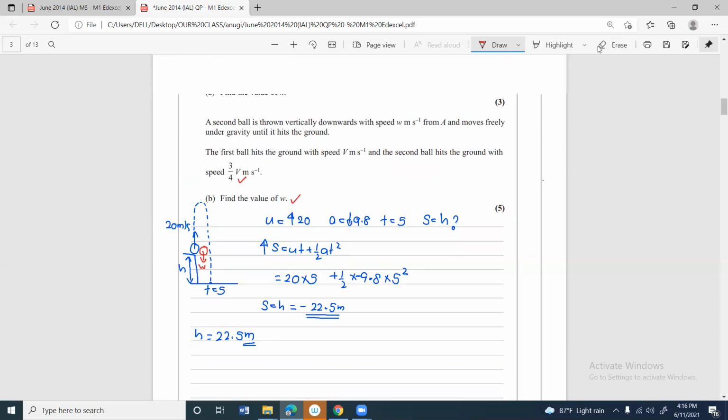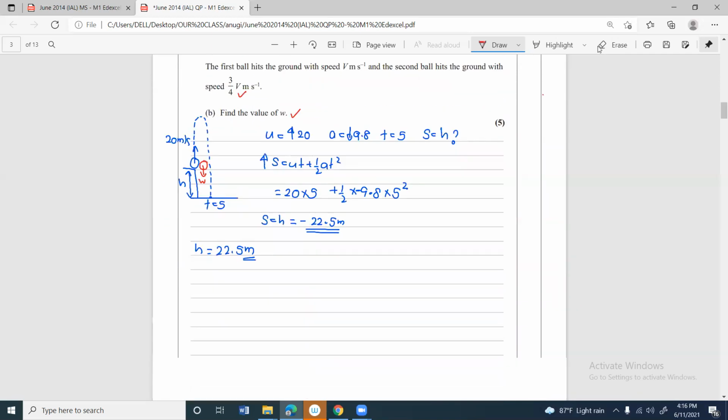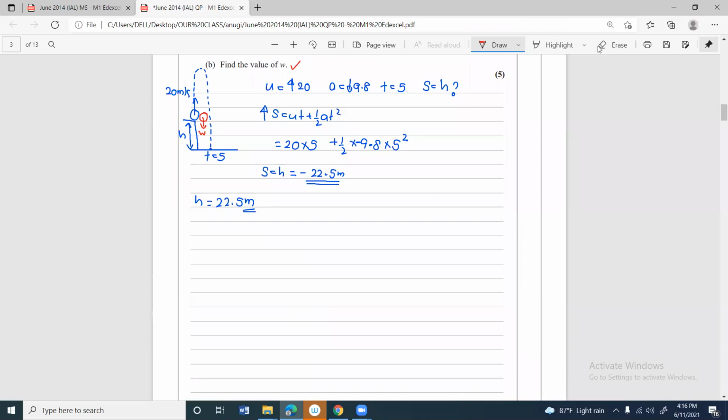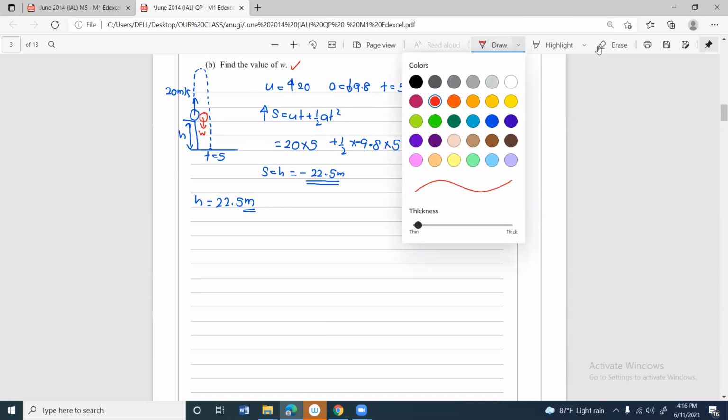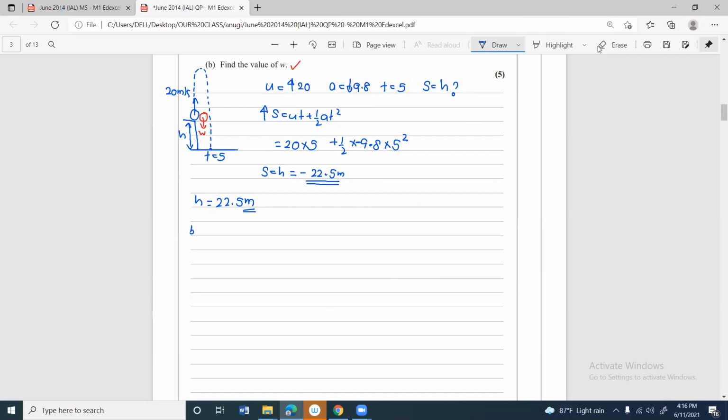Let's go ahead with this. This is the way of getting it. So now to answer this question, initially we need to find the speed of the first ball when it reaches the ground. Velocity of the first ball when it reaches the ground. Then we know that U is upwards 20, A is downwards 9.8, T is 5. We need to find the value for V.